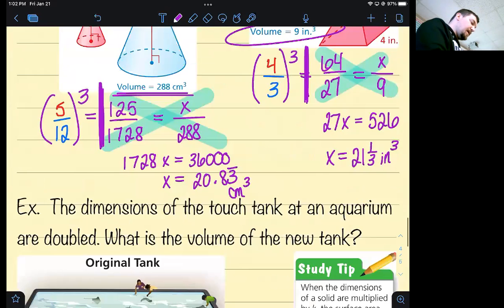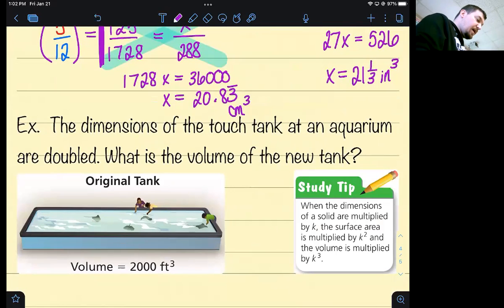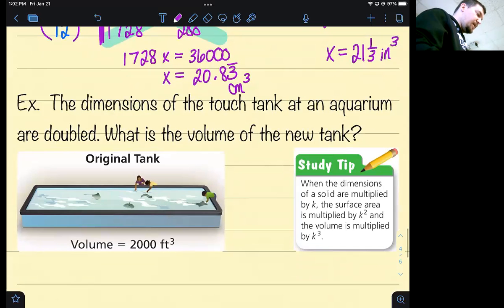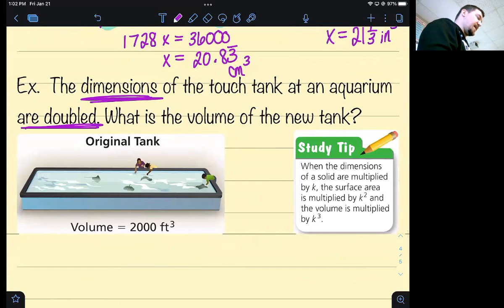And our last problem, the dimensions of this touch tank at an aquarium are doubled. What is the volume of the new tank? So if they're doubling the dimensions, that would be the length and the width, right? If they're doubling this touch tank, what are they going to multiply the side lengths by? Xander? Yeah, doubling means 2, okay? If they're multiplying the side lengths by 2, what kind of effect is that going to have on the volume?